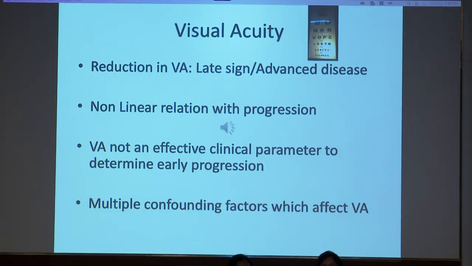Visual acuity is generally not a good parameter to evaluate progression because it gets affected only in the late stage of glaucoma. There is a non-linear correlation with progression. Multiple confounding factors could affect visual acuity. Therefore, it is not a good parameter to assess progression.